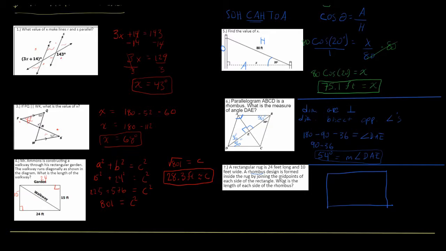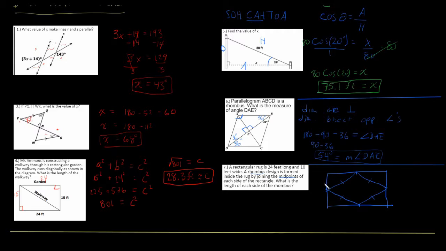Okay, and then a rhombus design, so we have a rhombus that's formed inside the rug by joining the midpoints. Okay, so right about in the middle of each side, we join the midpoints of each side of the rectangle. So we'll go ahead and make our rhombus here, and even on my terribly drawn rectangle, this rhombus looks almost equilateral. Okay, the sides look just about the same. Okay, so because it's a rhombus, we know that the side lengths are the same. Okay, so if we find any one side of this rhombus, we have found all of them.